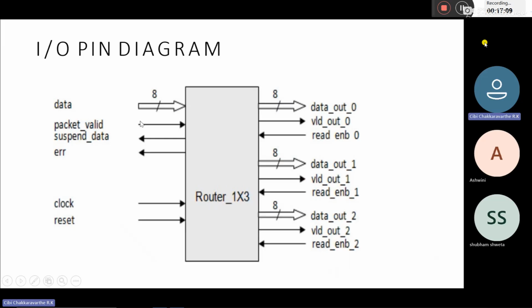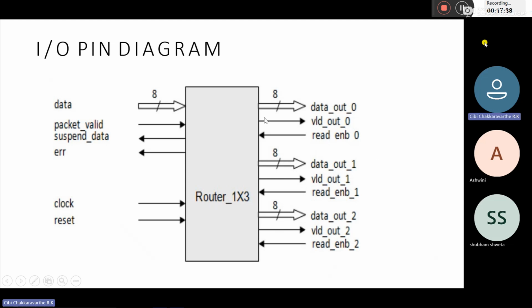Okay, then we have data. Data in the sense, as we all know, the packet. It will send the packet in through data in, and it will send the packet out through the data out signal. As in our project we are using a 1x3 router, so we have one source and three destinations, so we have three data out signals.